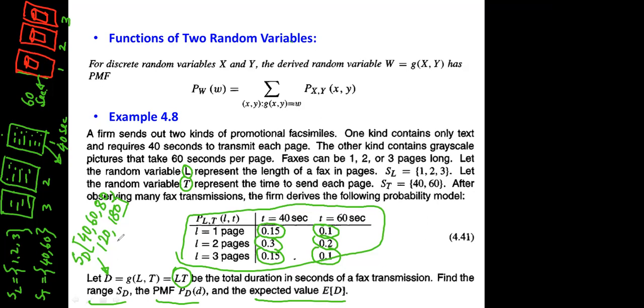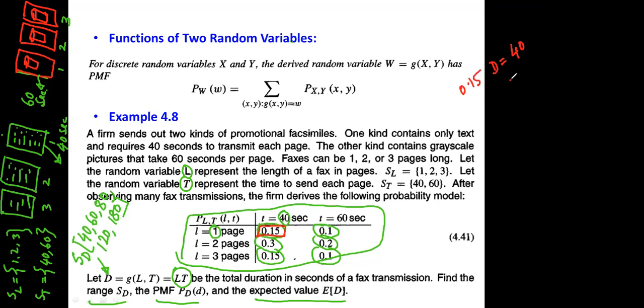What is the PMF? The PMF is, for different values, the probabilities put in a table. So the probability values for the different combinations are given. When we talk about D equal to 40, where does 40 come from? 40 comes from 40 into 1, and that is the corresponding probability, 0.15. So when D equals 40, the probability is 0.15.